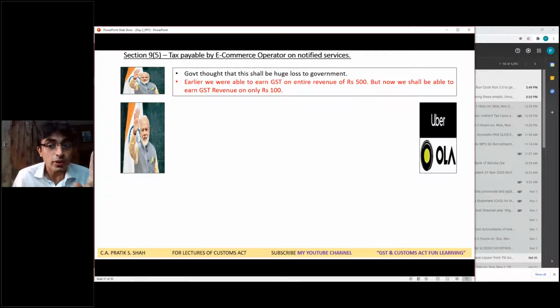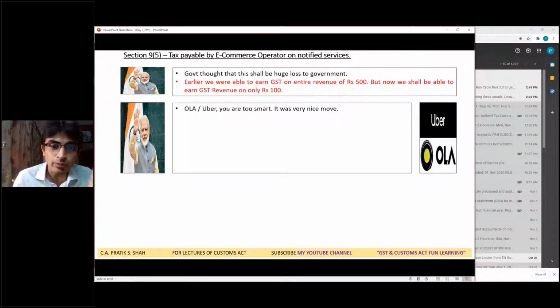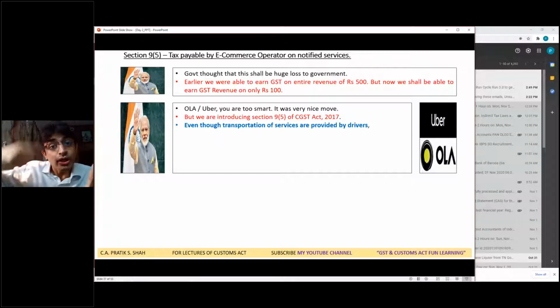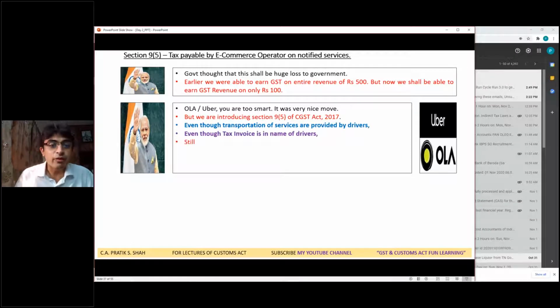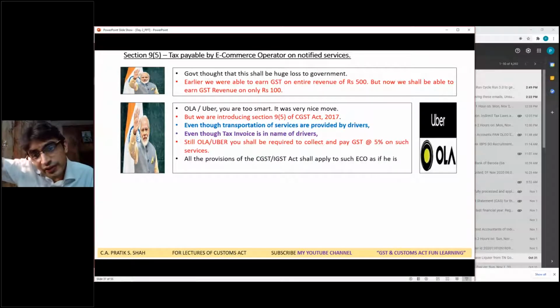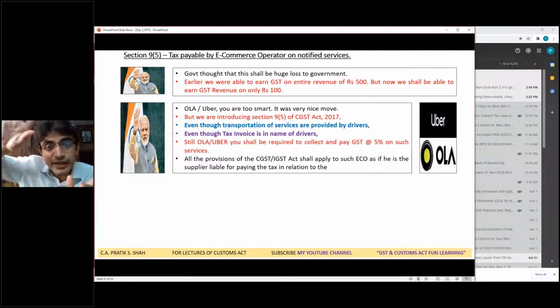What is this? So the government talked to Ola: very smart, very, very nice move, sir. But we are introducing Section 9 subsection 5 of the CGST Act 2017. Even though transportation is provided by the driver, even though the invoice is in the name of the driver, still Ola Uber shall be required to collect and pay GST at the rate of 5%. It will be deemed that the entire service is provided by Ola and then it has paid money to the driver.